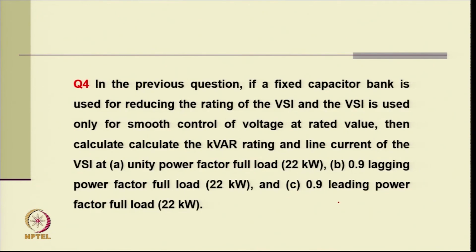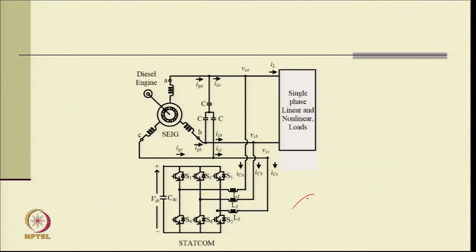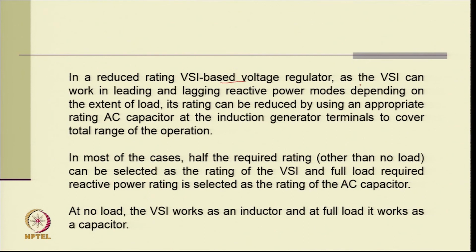So, now coming to the problem 4 solution. In the previous question, if the fixed capacitor bank is used for reducing the rating of the VSI, and the VSI is used only for the smooth control of voltage at rated value, then calculate the kVAR rating of the VSI and line current of the VSI at unity power factor, 22 kilowatt, 0.9 lagging power factor and 0.8 leading power factor full load. If the VSI works in leading and lagging power mode depending upon the extent of load, its rating can be reduced with an appropriate AC capacitor.